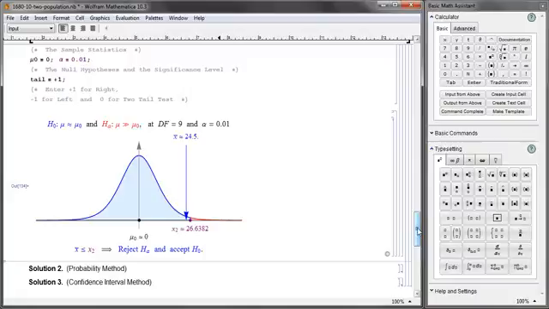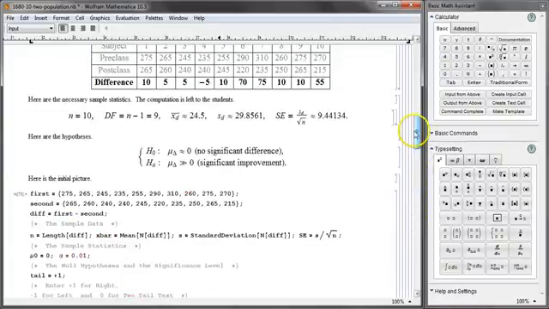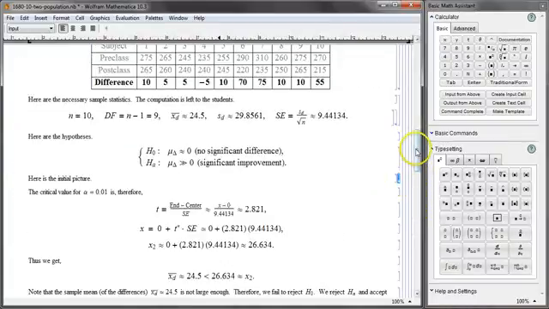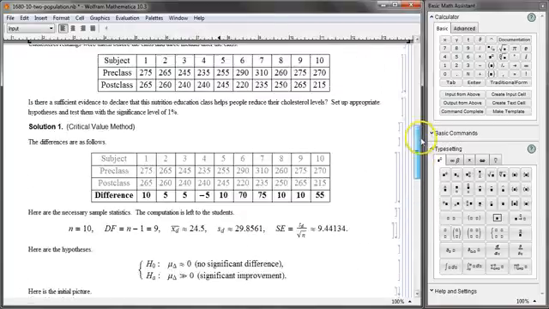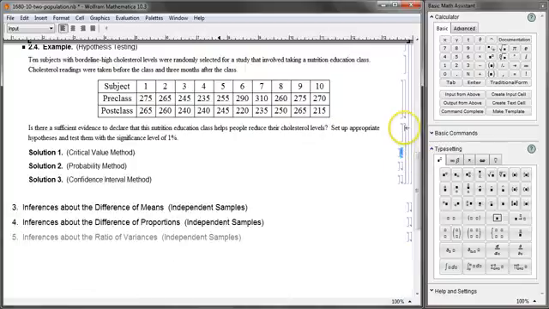Here we go. Null hypothesis wins. We reject the alternative hypothesis and accept the null hypothesis. 24.5 belongs to the blue region. I'll leave the probability method to the students. I believe that's relatively less important and a little bit more difficult to follow.